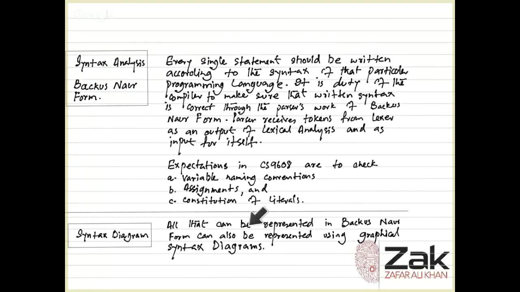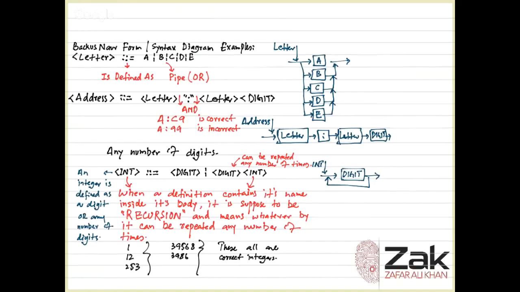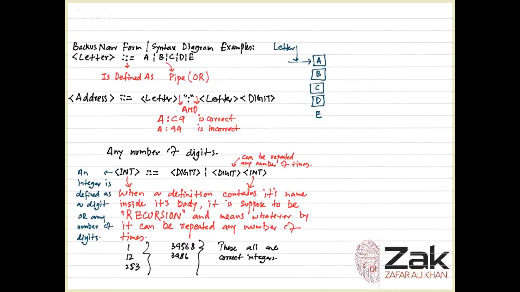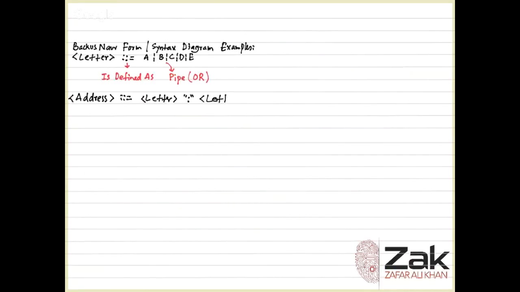All that can be represented in Backus-Naur form can also be represented using graphical syntax diagrams. Pay attention to this. Syntax diagram examples. A letter is defined as this; the colon-colon-equals is called "defined as". The computer is looking at it in terms of numbers. We are looking at it in terms of shapes, letters, words, in a particular form. Letter is defined as A. This pipe means... where do you see the pipe? On your keyboard, on the backslash key; if you press shift and backslash, you see the pipe.